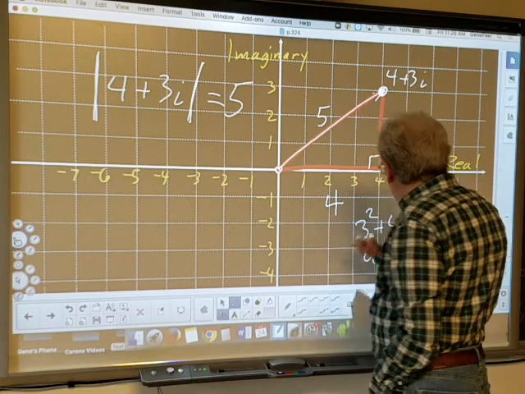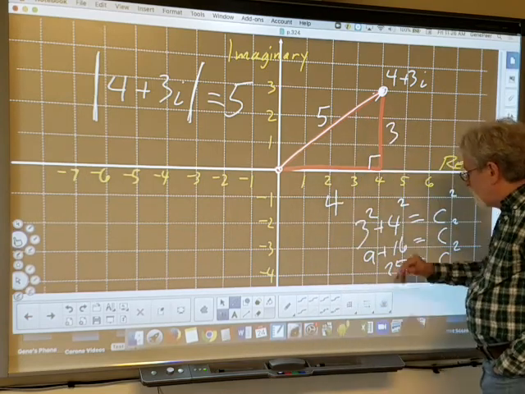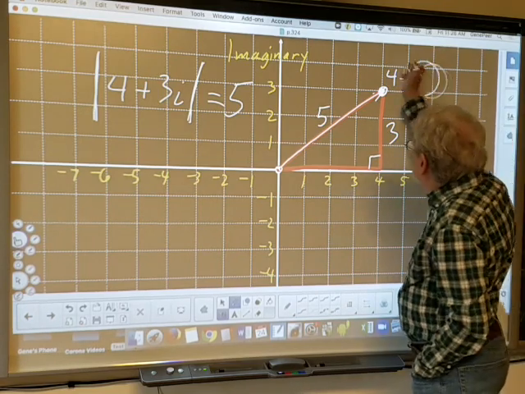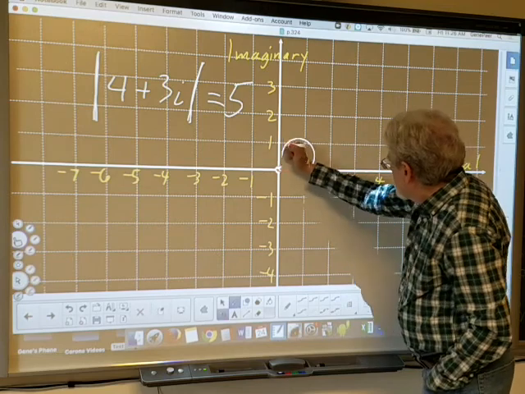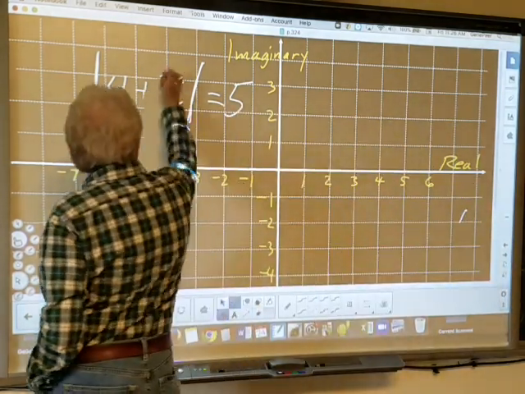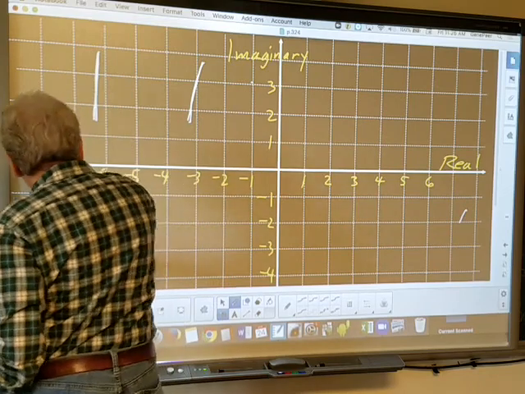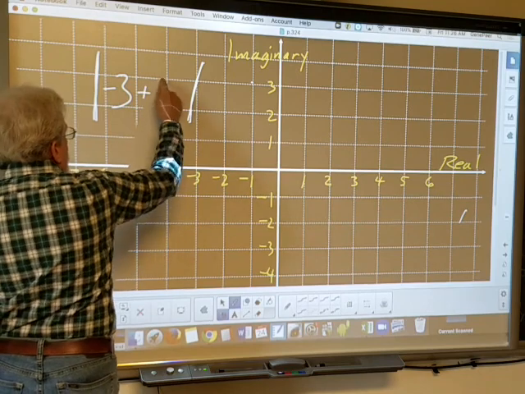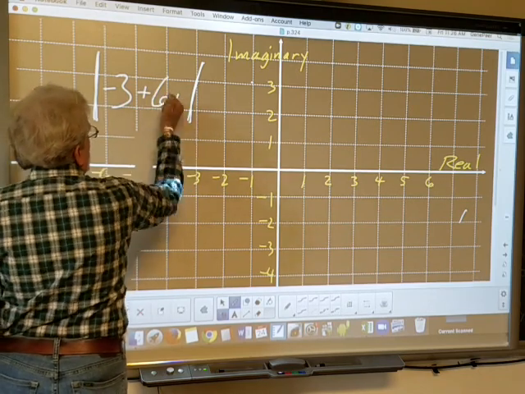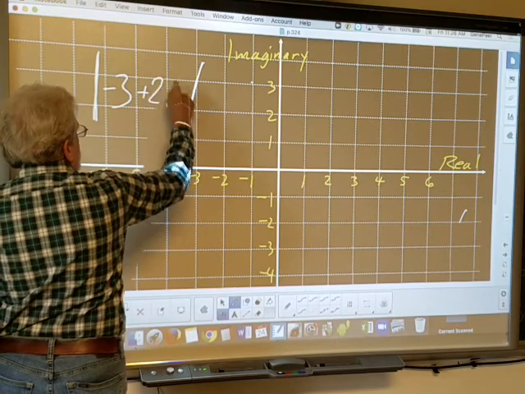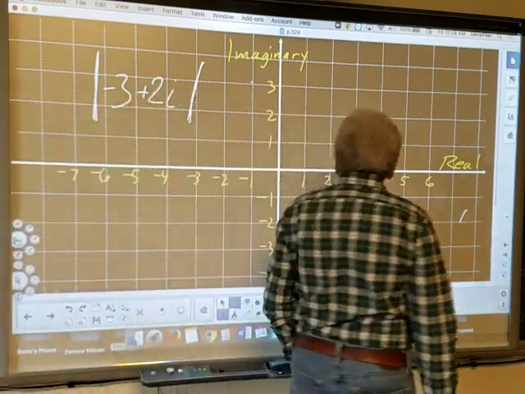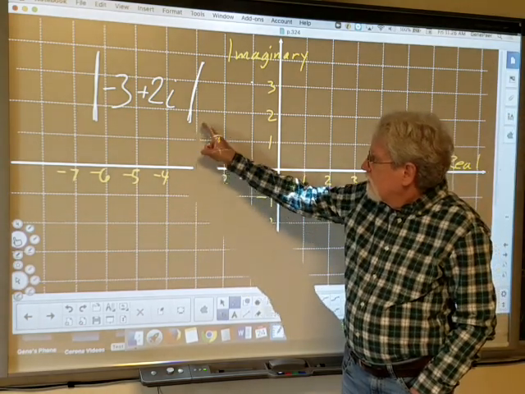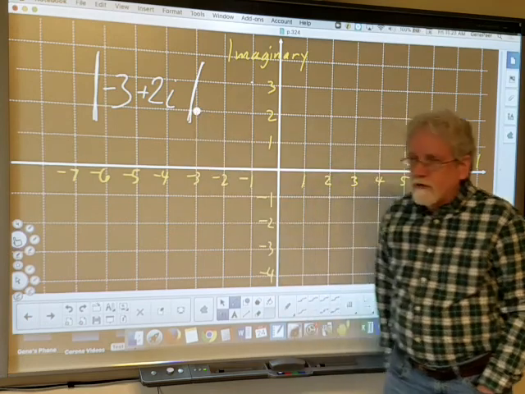Let's do one in some other quadrant. I lean toward the first quadrant because everything's positive. But let's do one where we're in a different quadrant. Let's find the absolute value of, how about negative 3 plus 2i. Negative 3 plus 2i. Where is negative 3 plus 2i? I'm now in the second quadrant.